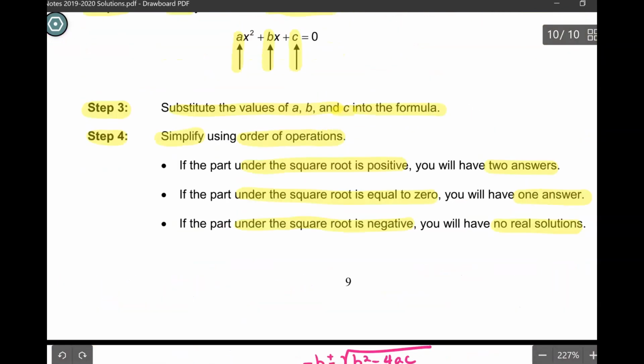So this time, whenever we get a 0 under the square root, we just get one answer. That's what I was telling you on this previous page. So when it's equal to 0, you get one answer. If you get a positive number under the square root, you get 2 answers.